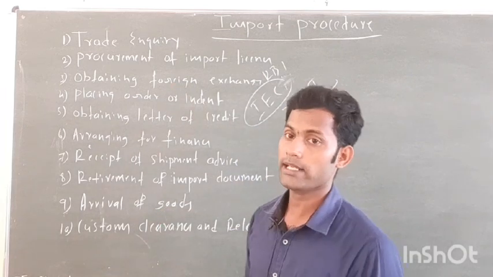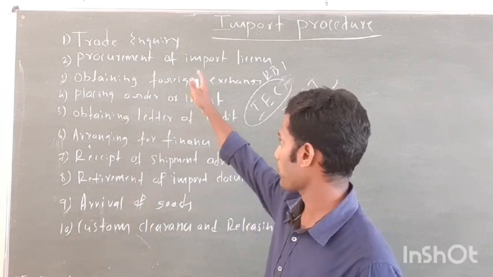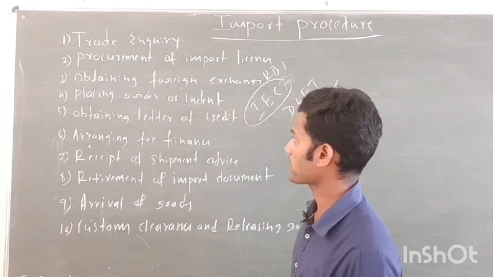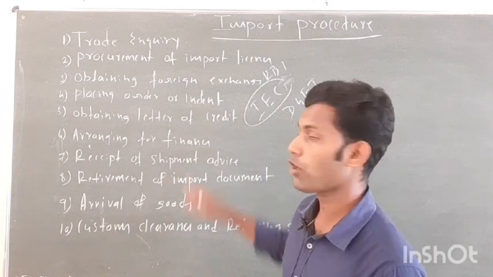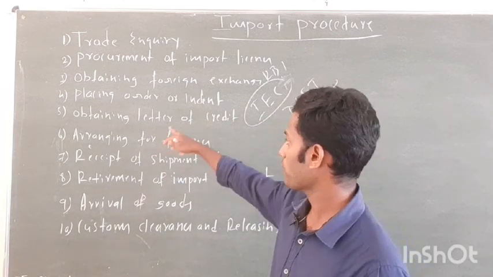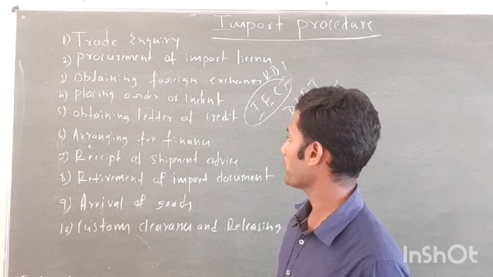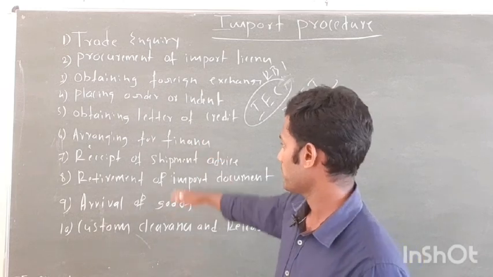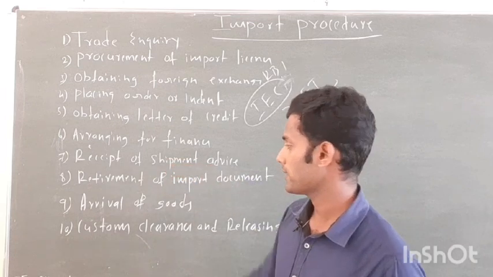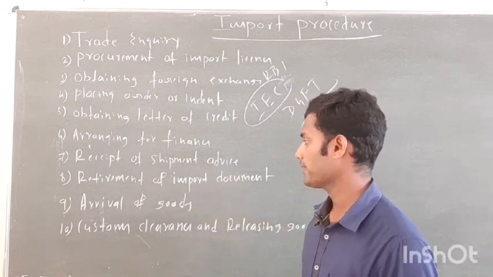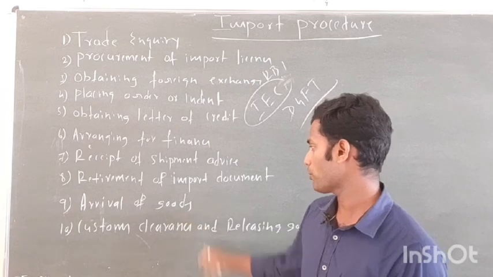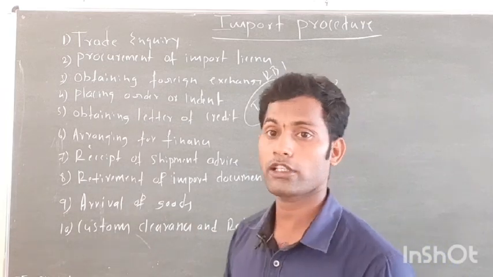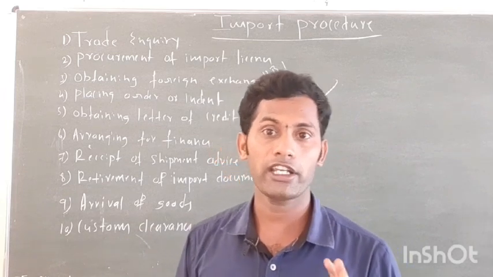We have trade inquiry as the first one, second, procurement of import license, third, obtaining foreign exchange, fourth, placing order or indent, fifth, obtaining letter of credit, sixth, arranging the finance, then receipt of shipment advice, retirement of import document, arrival of goods, then customs clearance and releasing the goods. These are all the 10 procedures under import.